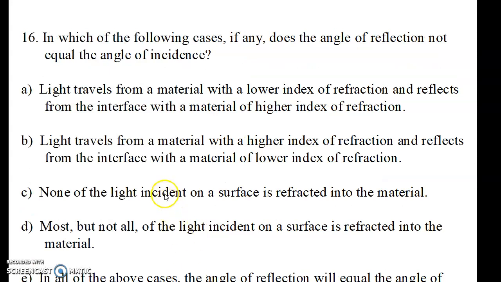16. In which of the following cases, if any, does the angle of reflection not equal the angle of incidence? And in all above cases, the angle of reflection will equal the angle of incidence. So the answer there is E. That's always going to be the case.